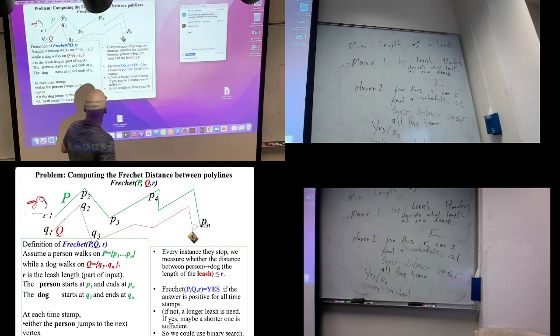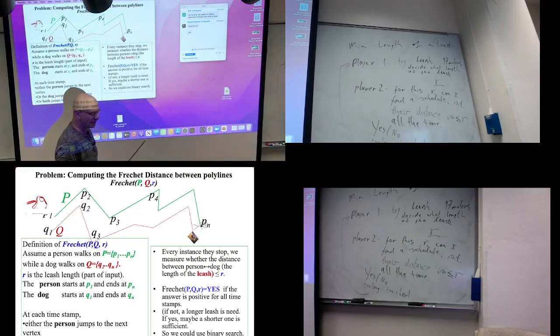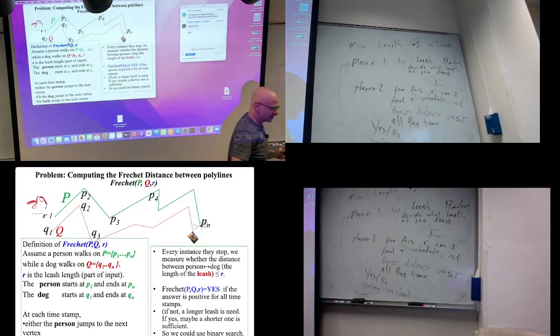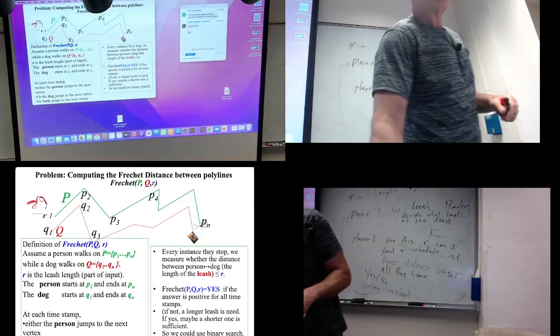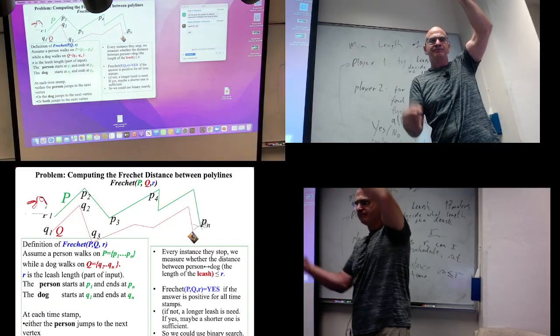For example, player 1 might say, let's try to get some sanity check. Try the shortest distance between any two vertices, closest you can get. Try a really tiny R, a really short leash. Can you find a schedule now? Okay, now with this tiny shorter leash, it doesn't work. Try a longer one, and so on.